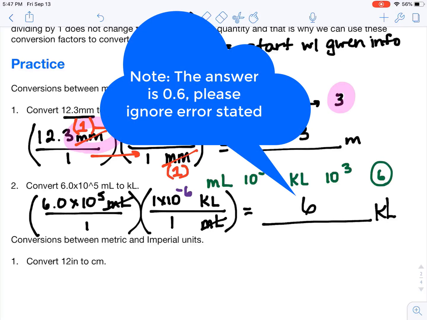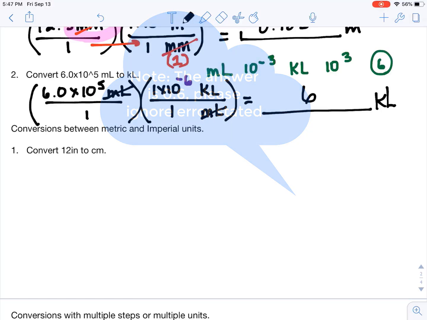Okay, same idea. If I want to do metric and imperial units, I need to know my conversion factor. This is not something that you will have to memorize. Okay, so this is good news. You can get this information. It'll be given to you, or you can look it up.